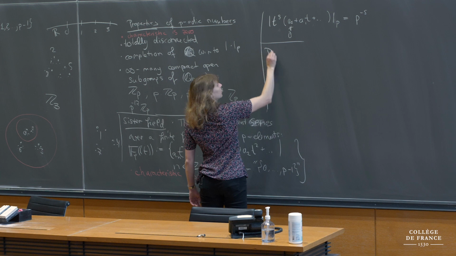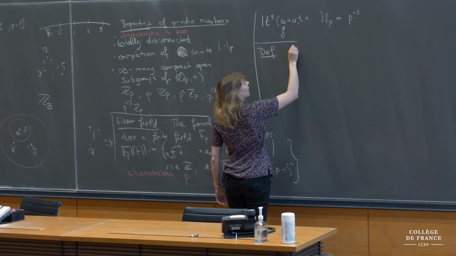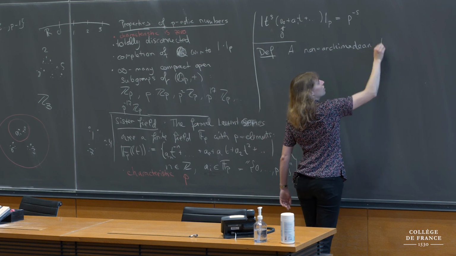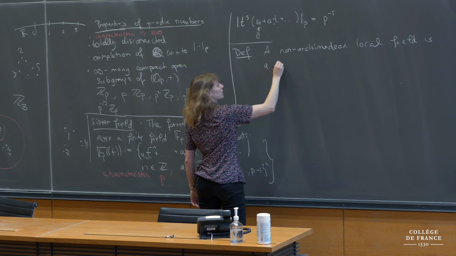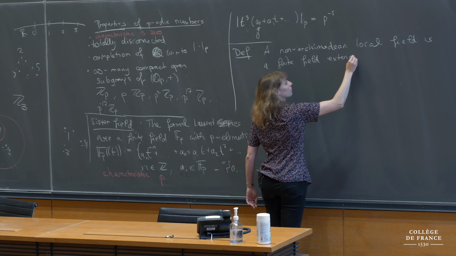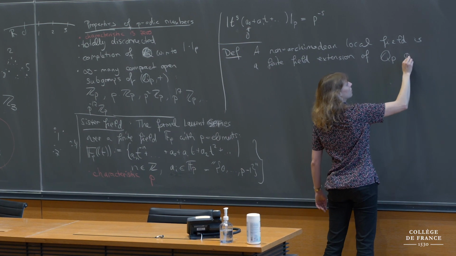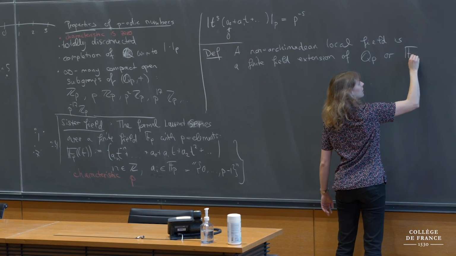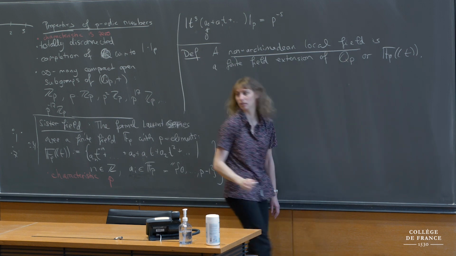So let me, just so that if you see the notation out in the world, you know what it is. A non-Archimedean local field is a finite field extension of either the p-adic numbers, so either of Q_p, or of these Laurent series F_p double brackets t. So that's what people refer to as a non-Archimedean local field.